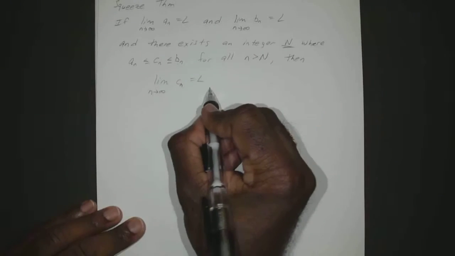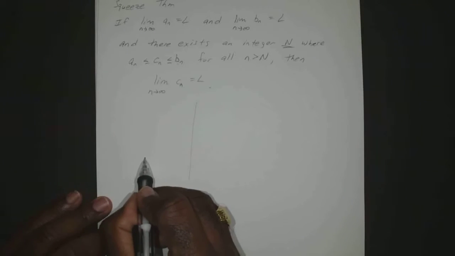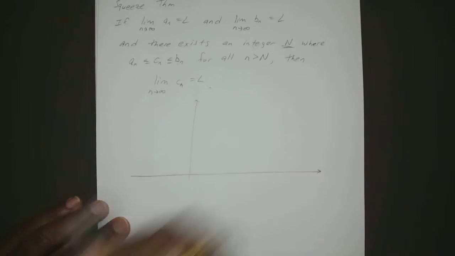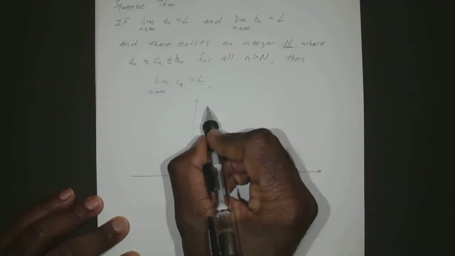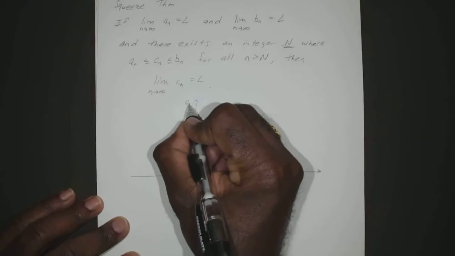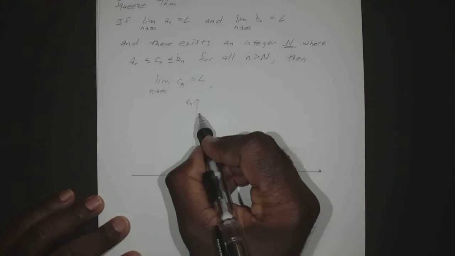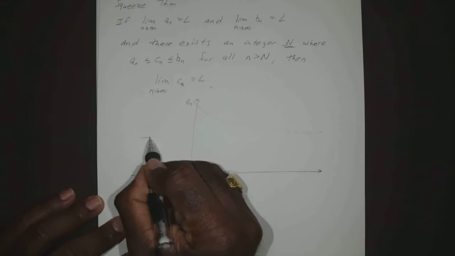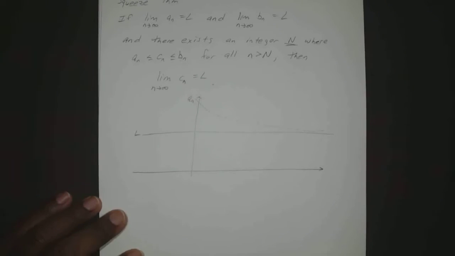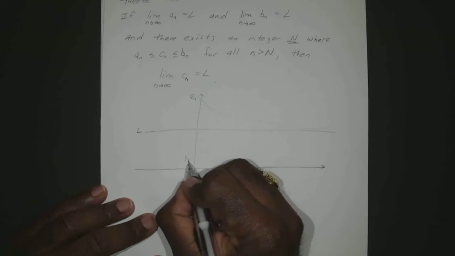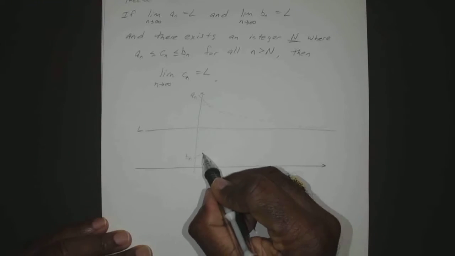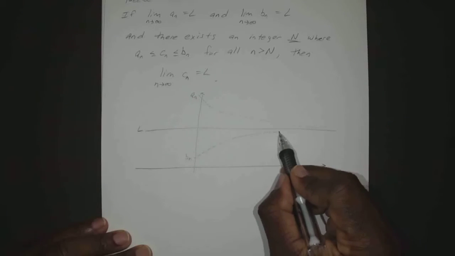Okay, so if we wanted to graph that or look at it in a graphical way, and I'll bring this down here. So let's say you have the limit of your sequence a sub n. Okay, and we know that's getting closer and closer to some limit L. Okay, so let's say you have your b sub n. And as n is getting bigger and bigger, it's getting closer and closer to that same limit.